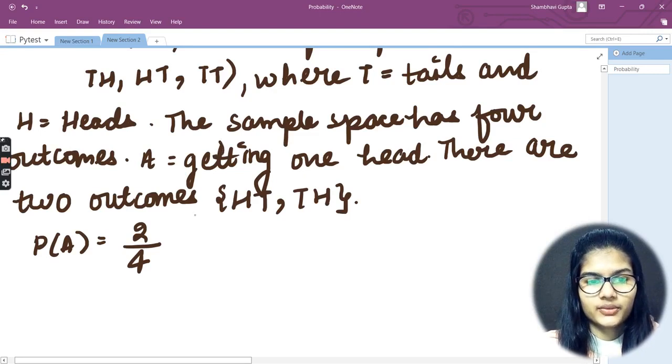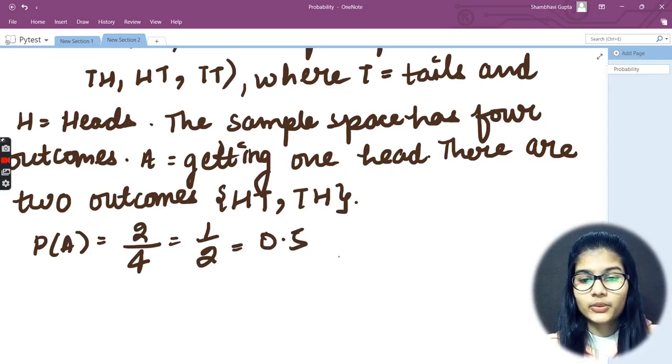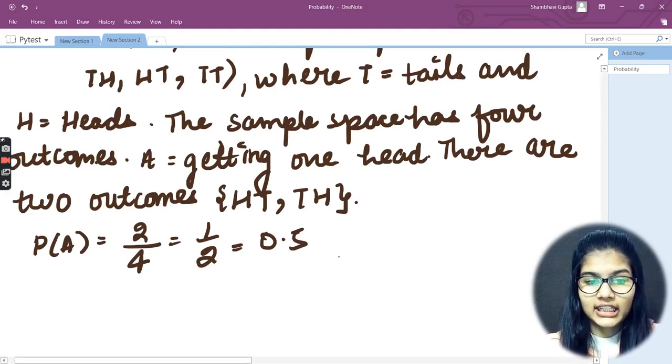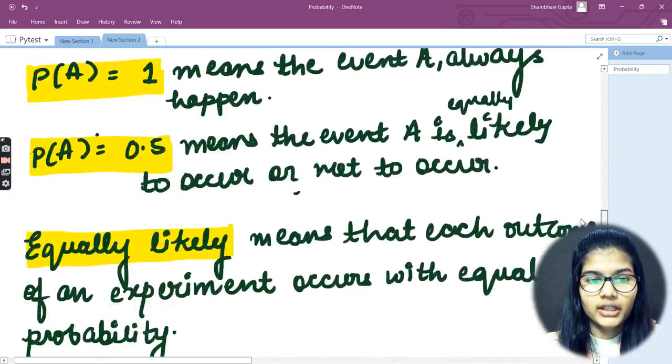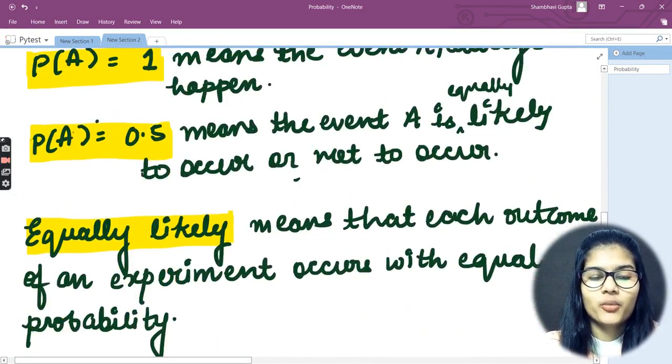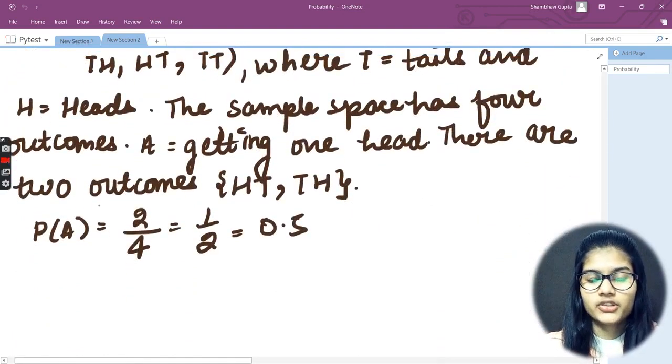So 2 by 4 is equal to 1 by 2 and that's equal to 0.5. And remember I told in my previous video that if the probability of A is equal to 0.5, then in that case we say that the event is equally likely to occur or not to occur. Here I told in the previous video that if the probability of A is equal to 0.5, it means the event A is equally likely to occur or not to occur. And see here what I am getting: probability of A is equal to 0.5.